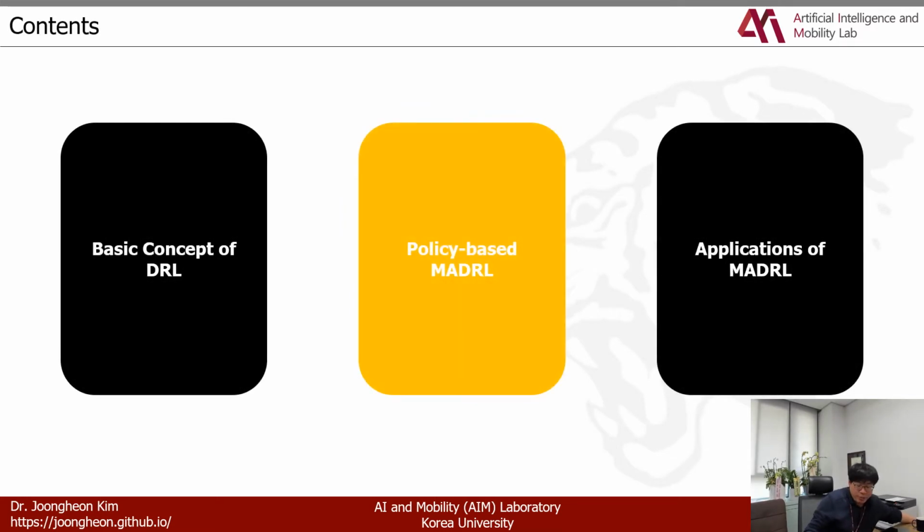So now, based on this result, we want to argue why we need a multi-agent system. That is called policy-based multi-agent deep reinforcement learning. So now we want to talk about the multi-agent system.